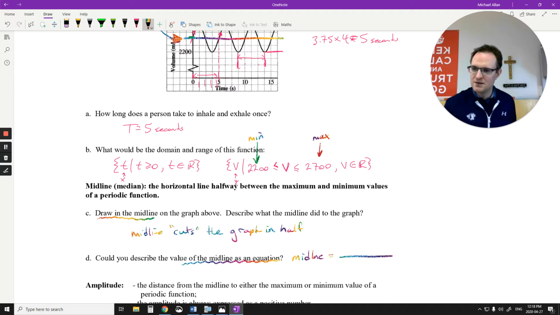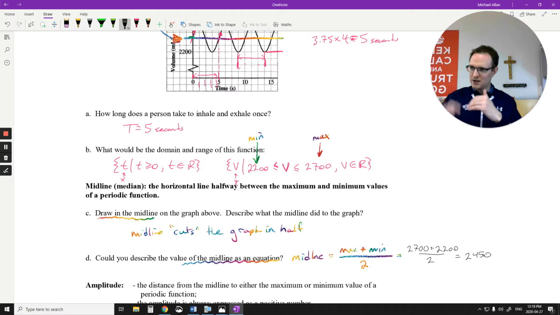To find this, you're going to take your max value. You're going to add it to your min value. There's a plus sign there, sorry. And what you're going to do, because it's halfway between those two, you're going to divide by 2. So you're going to take the 2700. You're going to add the 2200. You're going to get a big number, but then you're going to divide it by 2, and you're going to get 2450. So that is the halfway point on that graph.